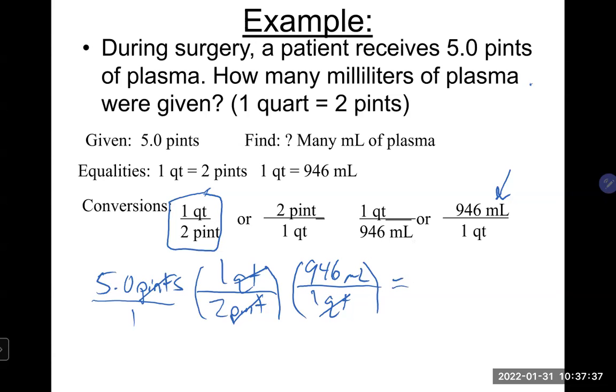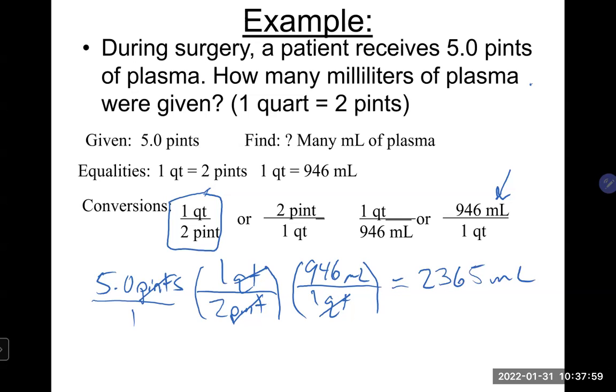So we want to multiply everything that's up on top. That is 5 times 946. We're going to come back and divide by what's on the bottom, which is 2. That gets us a number on our calculator of 2365, which would be milliliters in this case.